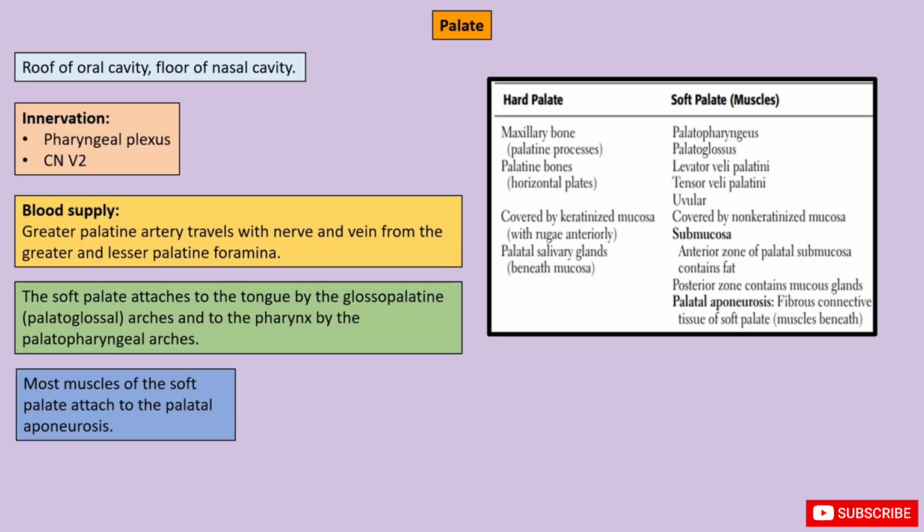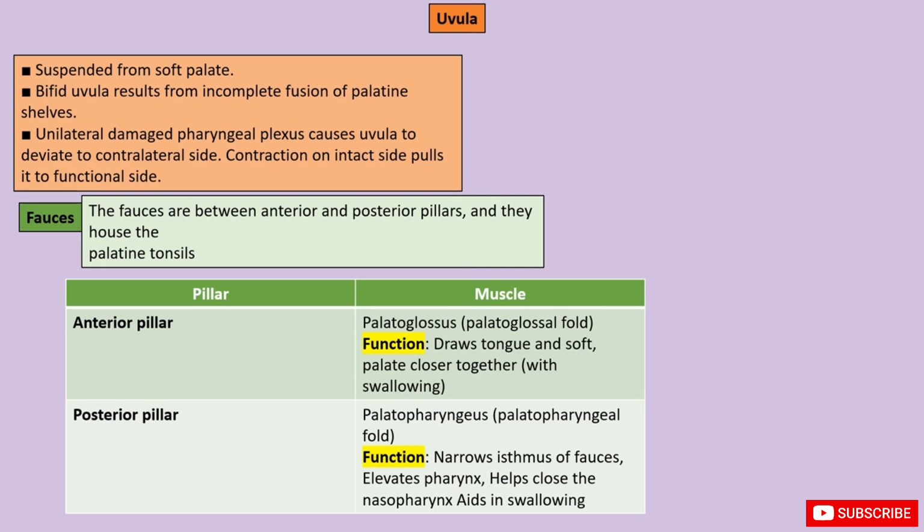The greater palatine artery travels with the nerve and vein from the greater and lesser palatine foramen, and the sphenopalatine vessels travel with the nasopalatine nerves, and they arise from the incisive foramen. Now we can see here the uvula that is suspended from the soft palate. An incomplete fusion of the palatine shelves can give rise to a bifid uvula. So if you have unilateral damage to the pharyngeal plexus, it can shift the uvula to the contralateral side.